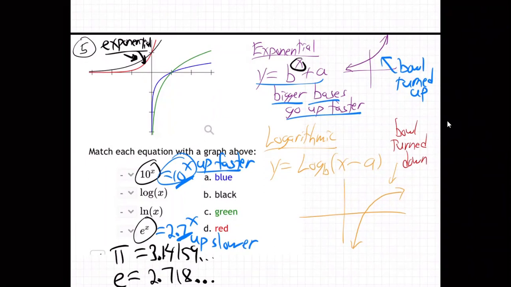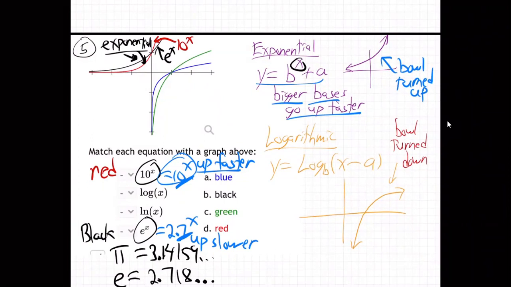Would it be the red one? So what's that? The red line is going to be which one? 10 to the x. Exactly. Good. So the red has to be the 10 to the x, that's faster, and the black has to be the e to the x, doesn't it? So the 10 to the x is the red, and the black down here is the e to the x. Are we good so far? So those are the two exponential functions, and the bigger base goes up faster, 10 to the x.